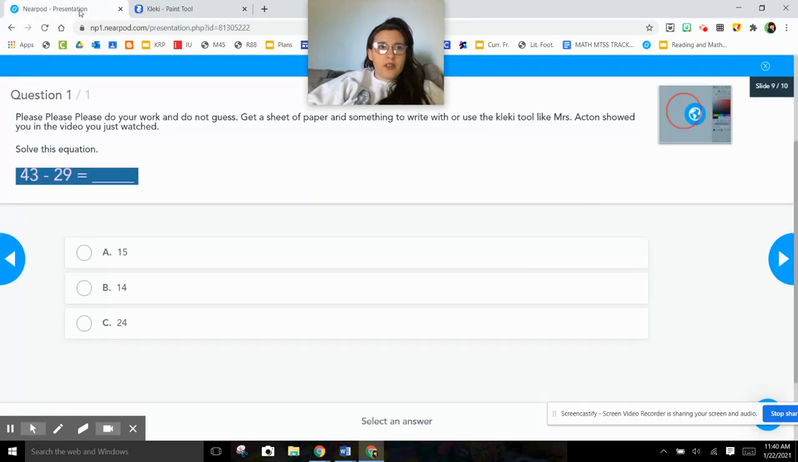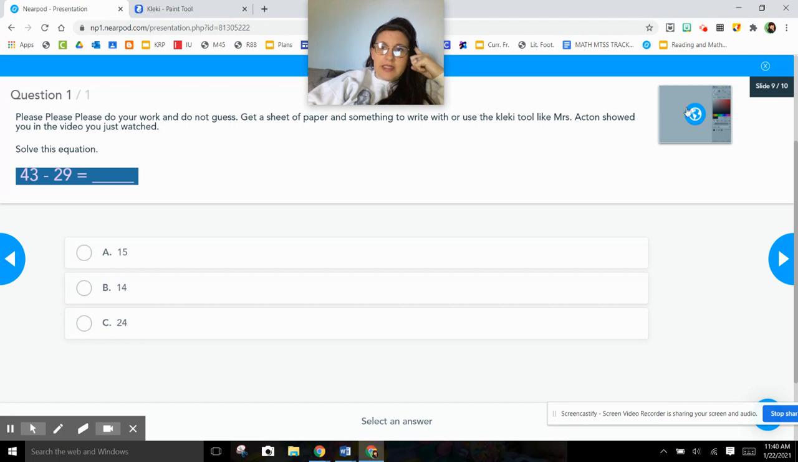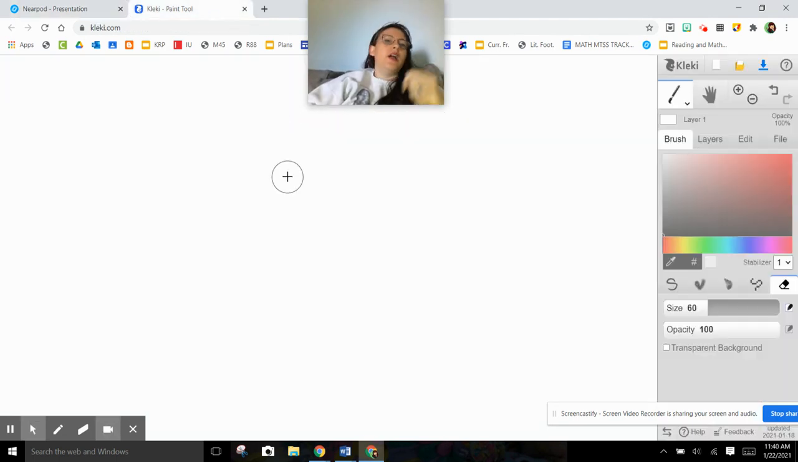So you're going to go back to your Nearpod where it has your question for you. Solve this equation, 43 minus 29. So you're going to remember that 43 minus 29. You're going to go back to your Kleki tool that you opened up by clicking on this web link right here. And then whether you're doing this on a sheet of paper with a pencil at your house or on the Kleki tool, this is how you should be solving it.